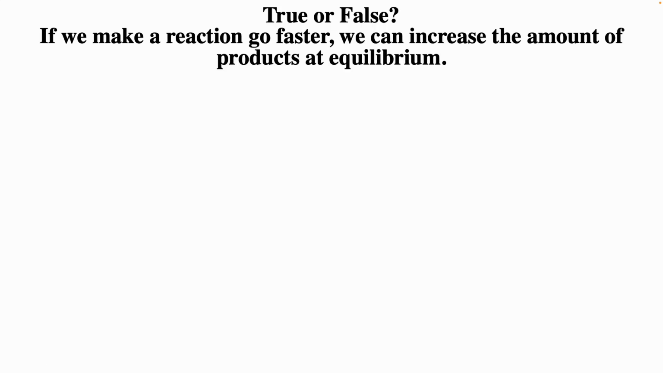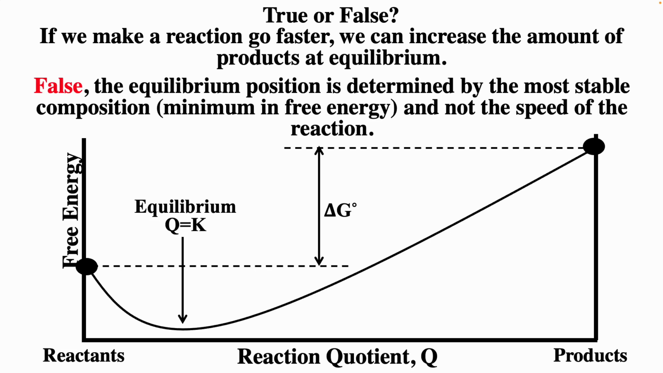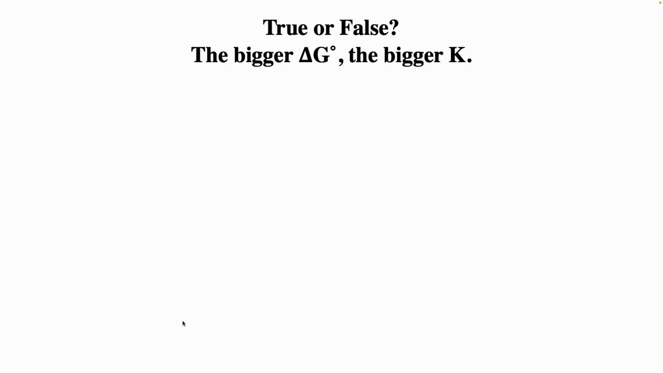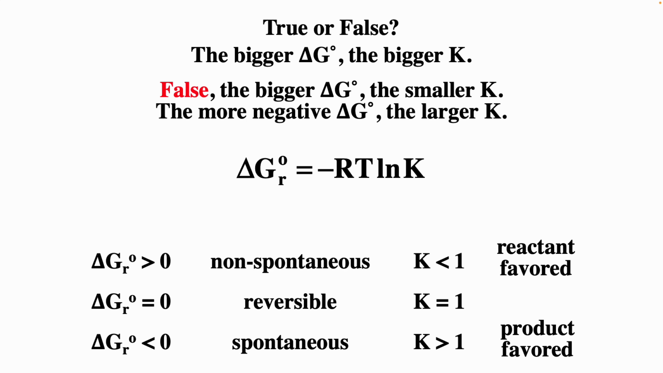So true or false, if we make a reaction go faster, we can increase the amount of products at equilibrium. And so that would be false. The equilibrium position is determined by the most stable position, the minimum free energy, not the speed of reaction. So again, we can tell what the final position of the reaction is. We can't tell how fast it will get there. True or false, the bigger delta G naught, the bigger K, and that would be false. The more negative delta G naught, the larger K. Again, delta G naught equals minus RT natural log K.